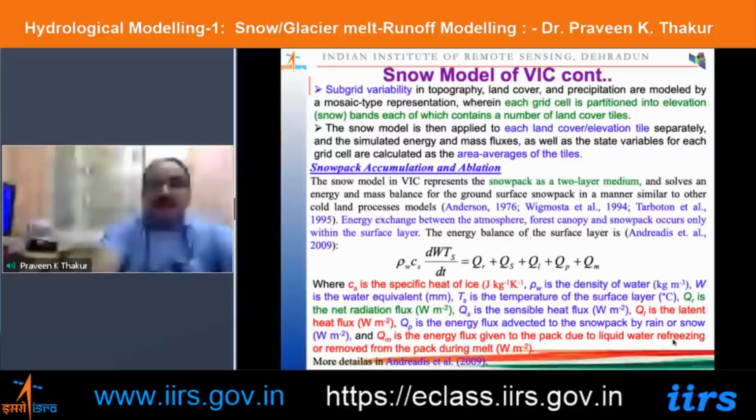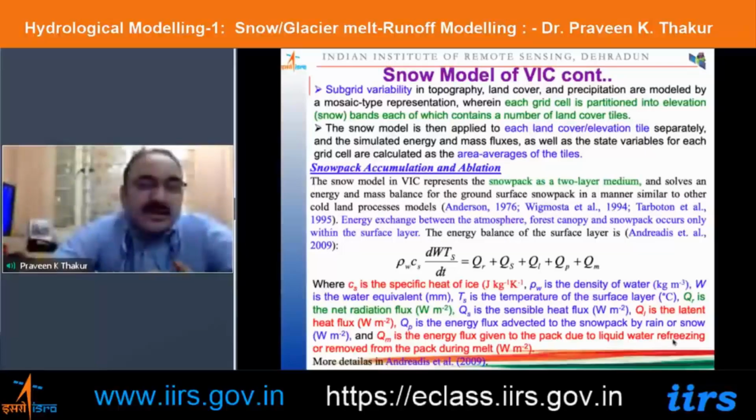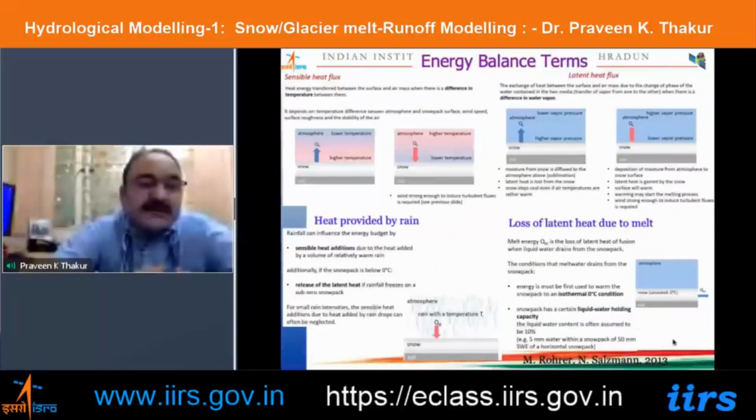So these are the basic fundamental equations, and within this there are terms which I have used. Sensible heat flux represents the energy transfer between the surface and air mass when there is a difference of temperature.